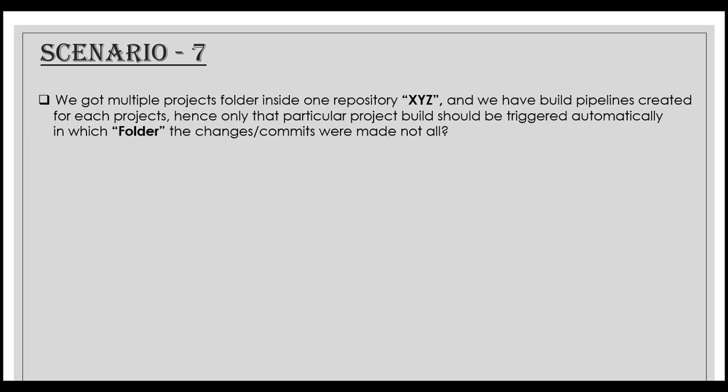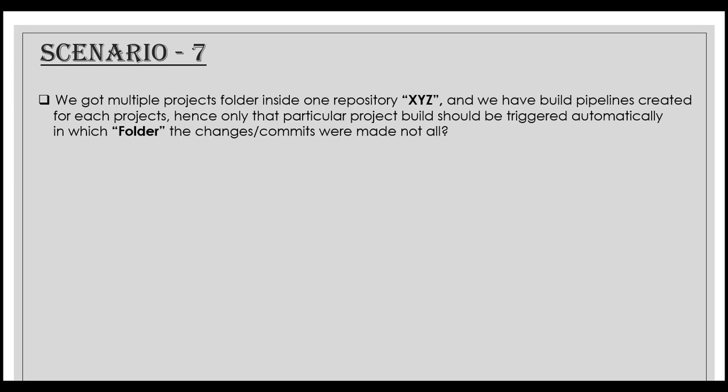The question is: we have multiple project folders inside one repository, XYZ. So the repository name is XYZ, and inside this one repository I have multiple projects. We have build pipelines created for each project, so each project has its own separate build pipeline. Hence only the build of the project in which the changes were committed should be triggered automatically.